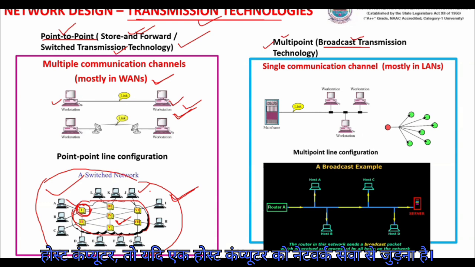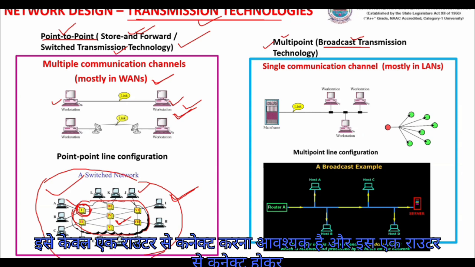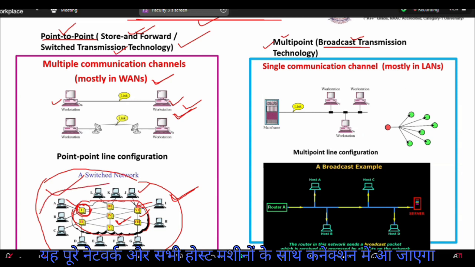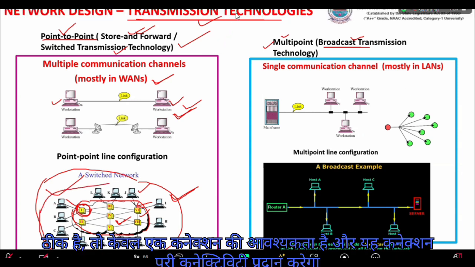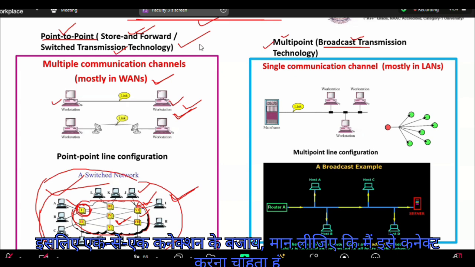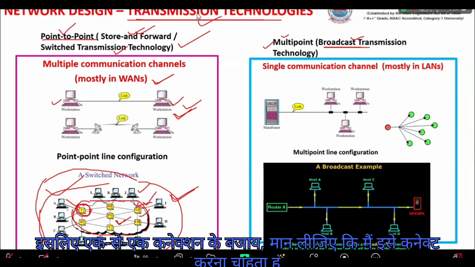If one host computer has to get connected to the network service, it is required to be connected to one router only. By getting connected to this one router, it will come into connection with the whole network and all the host machines on the whole network. So just one connection is required, and this connection will provide the complete connectivity.